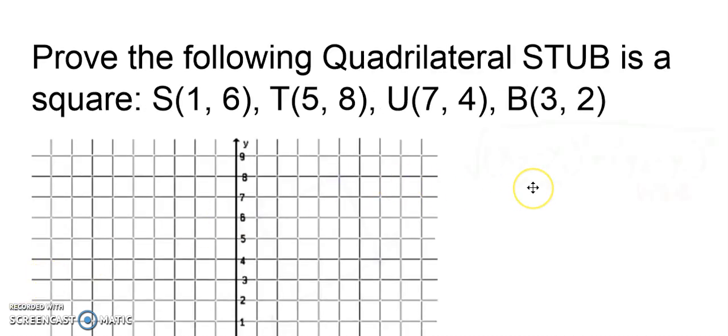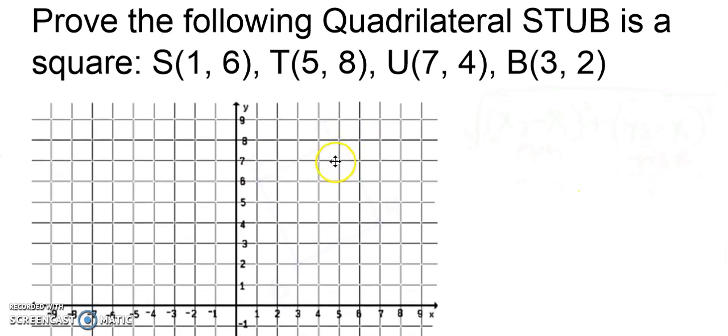Okay, so we're going to prove that quadrilateral STUB is a square. So how we're going to start that off is by graphing the points. So here's STUB, and to me it looks like a square, but I need to know for sure. So if we think back to the previous page, we said we need to show that we have four congruent sides. We also need to show that we have one right angle, either at S, T, U, or B, any one of those four.